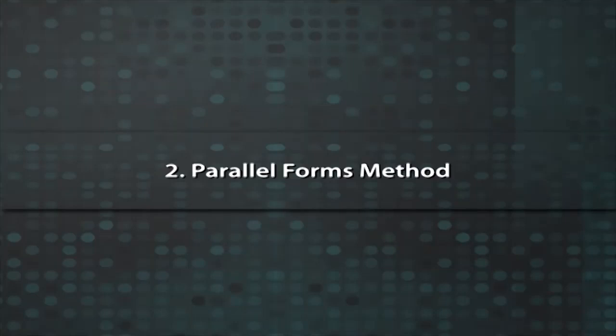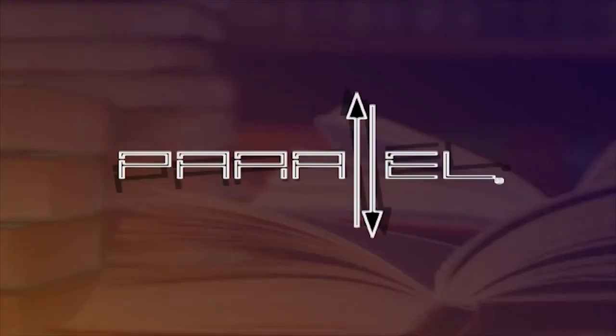Parallel forms method. The parallel forms method was developed in an attempt to rectify some of the disadvantages of the test retest method. In this method, reliability is determined by administering 2 parallel forms of a single test to the same group of students. Test items of both the tests are prepared based on the same content. The scores of the 2 tests are calculated and the correlation between the scores is obtained.